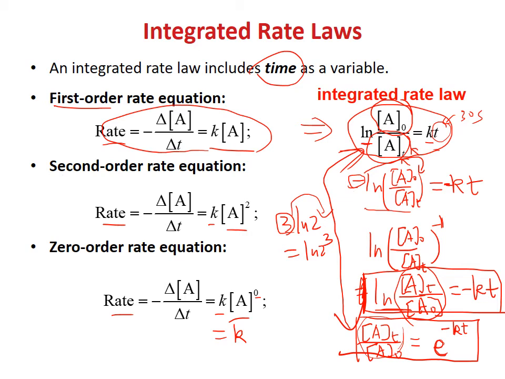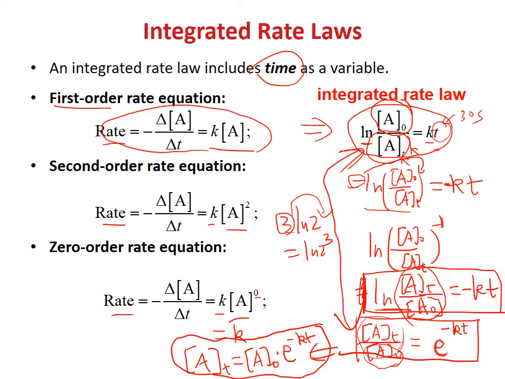Now we can multiply by A naught on both sides. So what you get is this equation: A at the time T equals A initial concentration times E to the negative KT. So this equation is again equivalent to this equation. When we say integral rate law for the first order reaction, we refer to either this one or this one. They are the same.